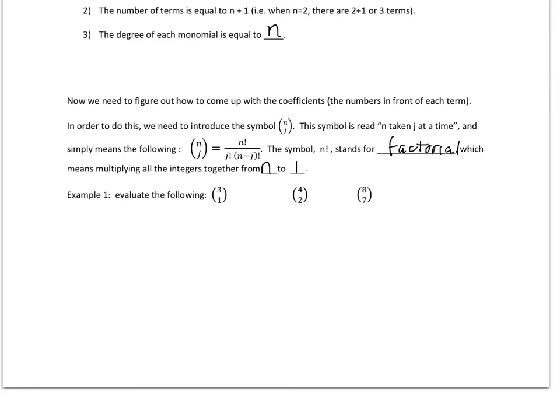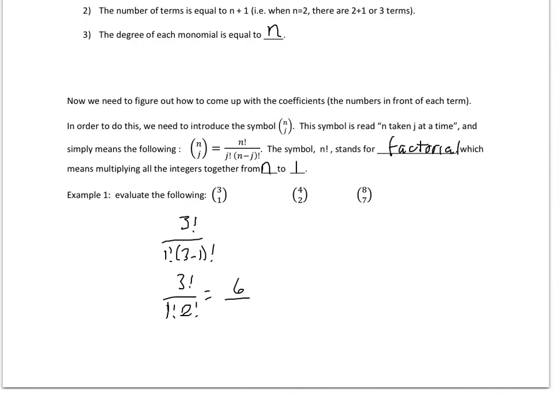Okay, so let's practice a little bit. We want to evaluate 3 choose 1. So n is 3 and j is 1. So I go 3 factorial over 1 factorial times 3 minus 1 factorial. What's 3 minus 1? 2, right? So I have 3 factorial over 1 factorial times 2 factorial. Well, what's 3 factorial? 3 times 2 times 1 is 6. What's 1 factorial?